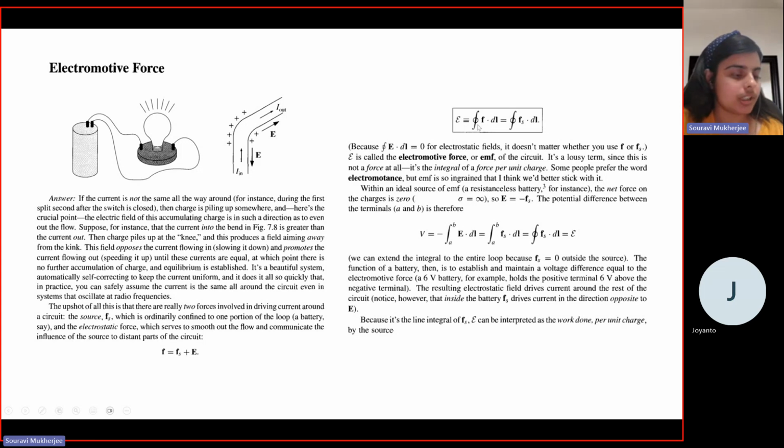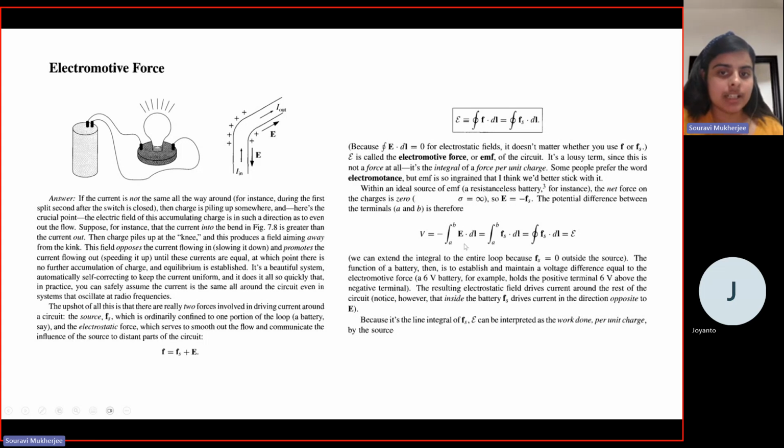And this is not actually a force. This is actually work done. Now if you consider an ideal source, which is resistance-less, in that case your F is actually 0. So that means you can write E as minus Fs. So that gives you a definition of your electromotive force, or EMF. So this is your EMF. This is the definition of EMF.